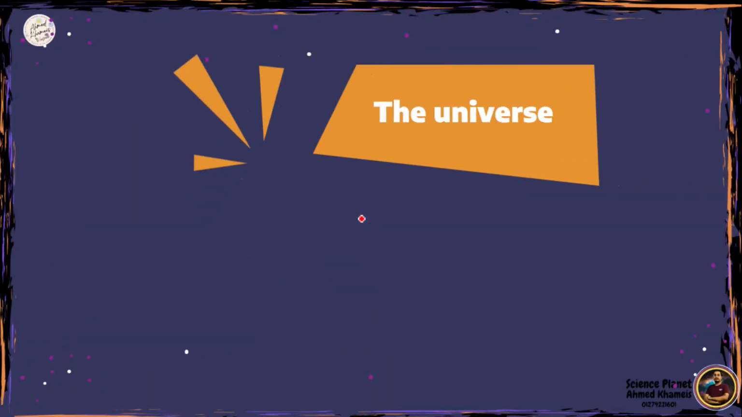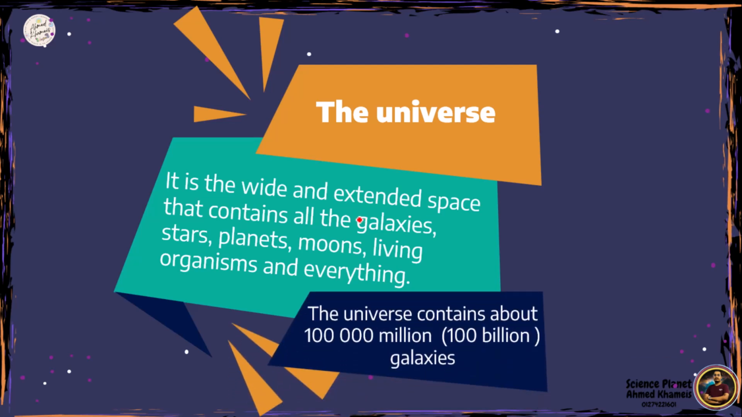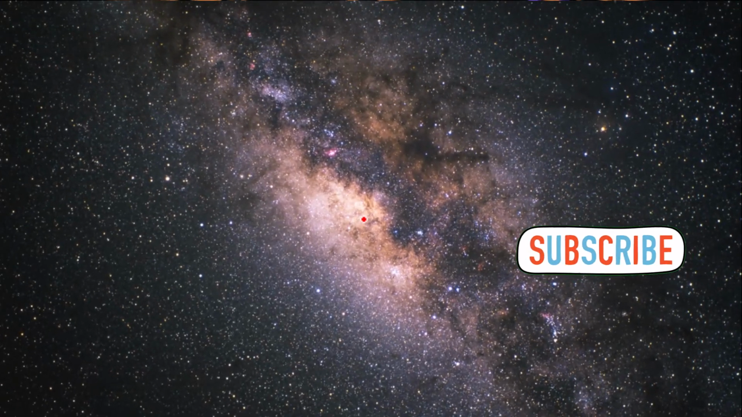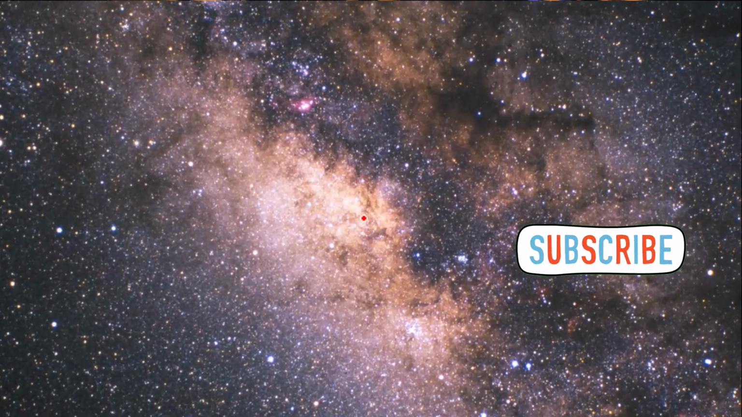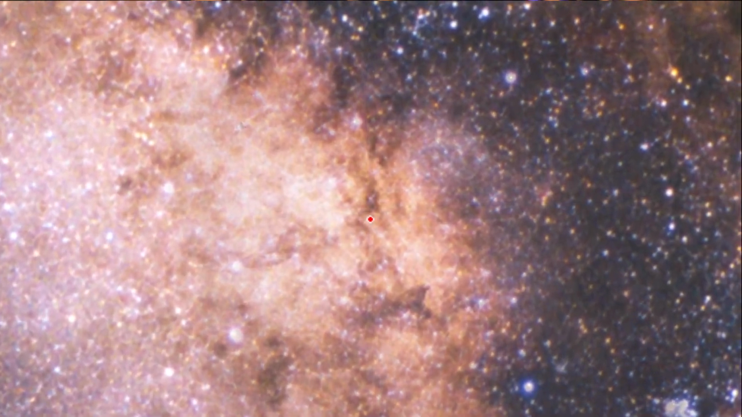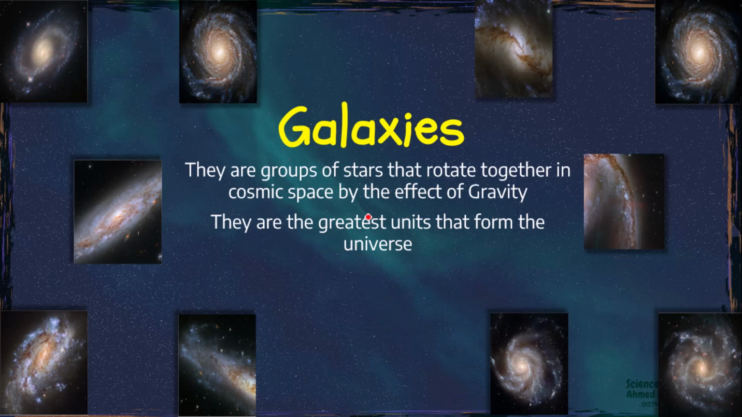So the universe is the vast, extended space that contains all the galaxies, stars, planets, moons, living organisms, and everything. It was estimated that the universe contains about 100,000 million or 100 billion galaxies. As you look at this photo, as we zoom in, each dot in the photo represents a galaxy. So we have a numerous amount of galaxies in the universe. And a galaxy is a group of stars that rotate together by the effect of gravity, and it is the greatest unit in the universe.